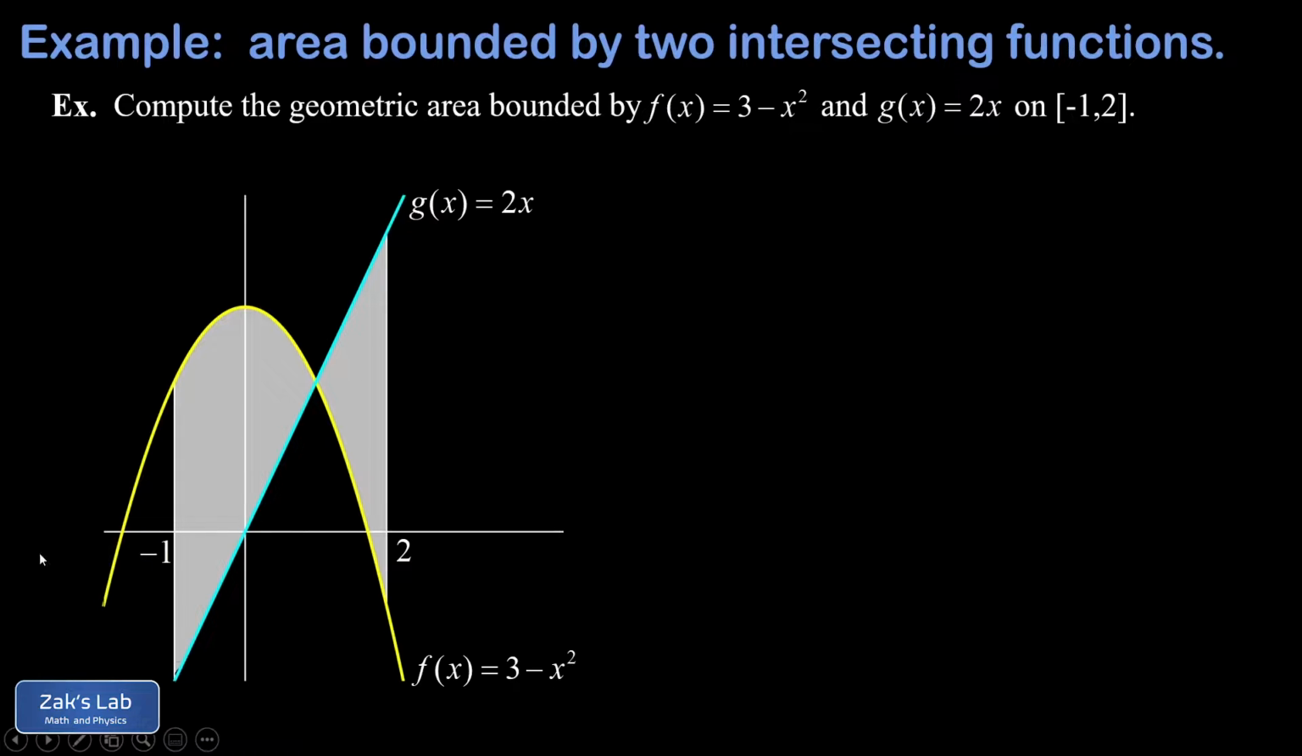That's the upside down parabola in the picture. And then g of x, which is 2x. That's the line in the picture. And we're trying to get the area bounded on the x interval -1 to 2.